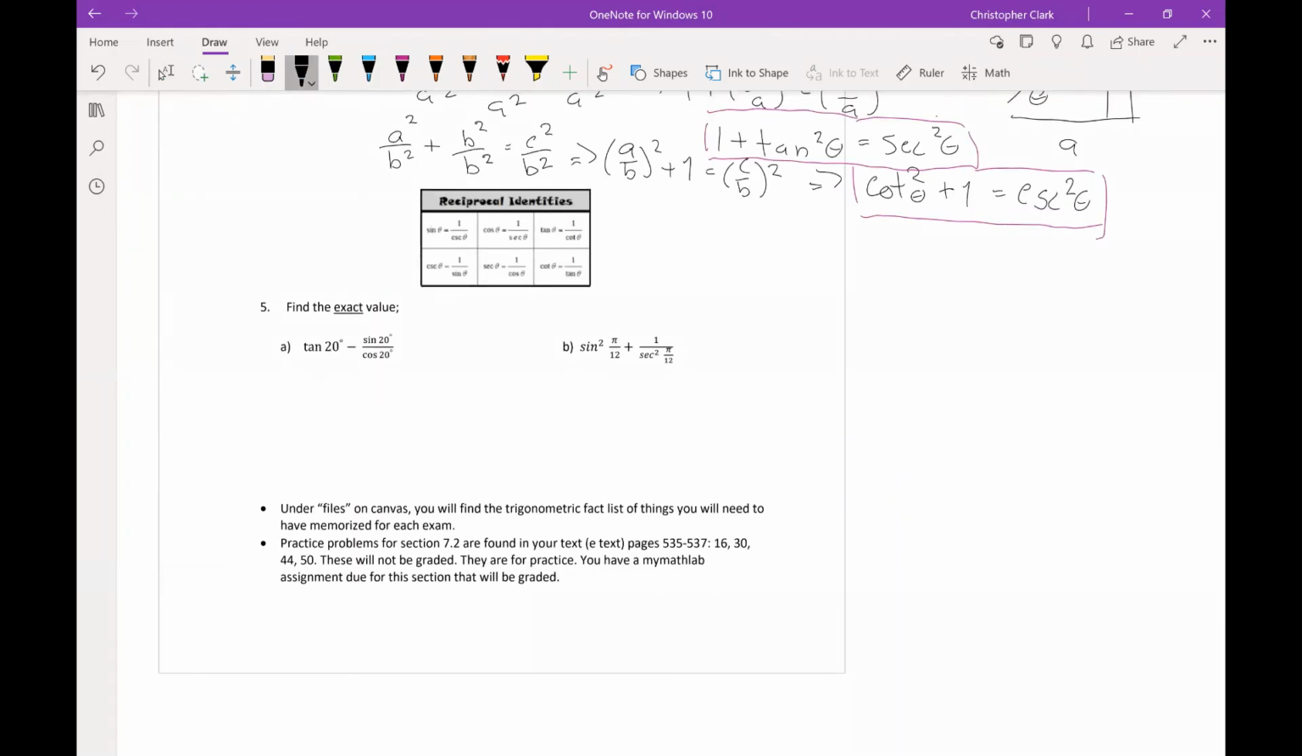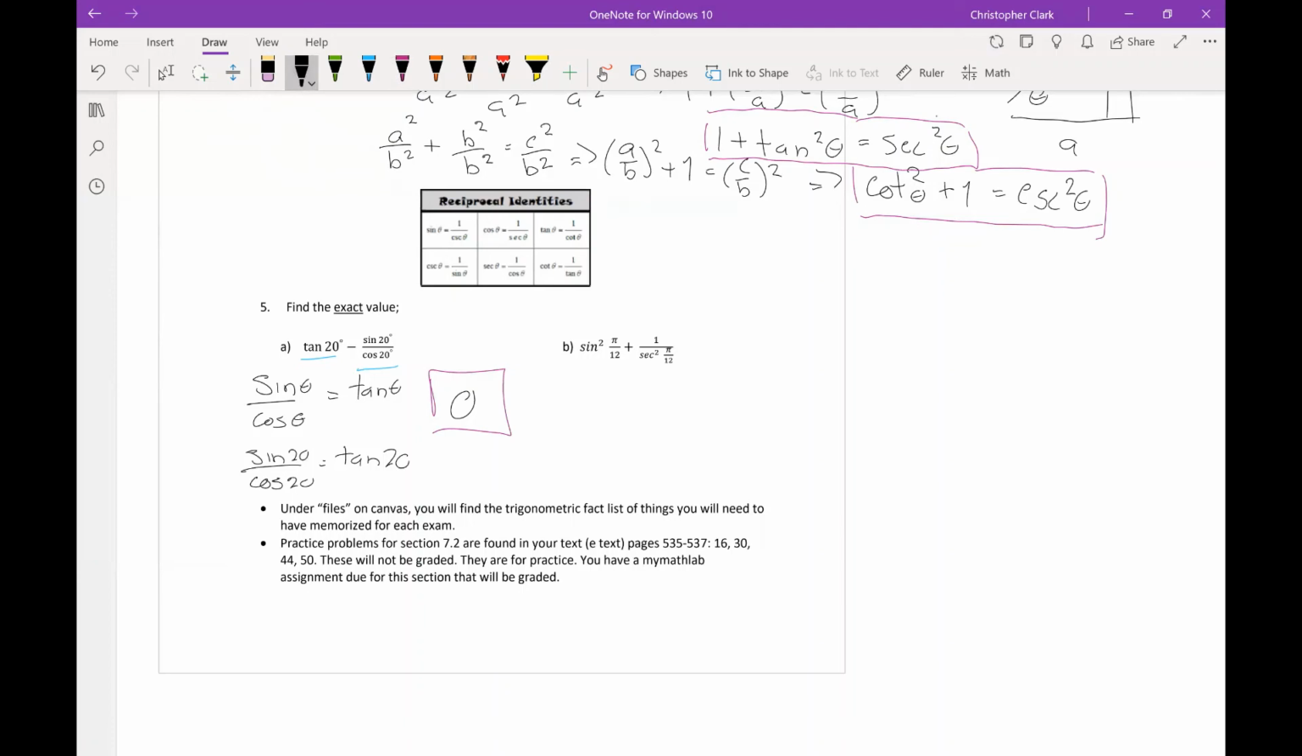All right, so 5a and 5b we actually already did, but we'll go ahead and run through it again really quickly. We know that sine theta over cosine theta is how we define tangent theta. So this means that sine of 20 over cosine of 20 is actually equal to tangent of 20. So you end up with tangent of 20 minus another tangent of 20, you get 0.